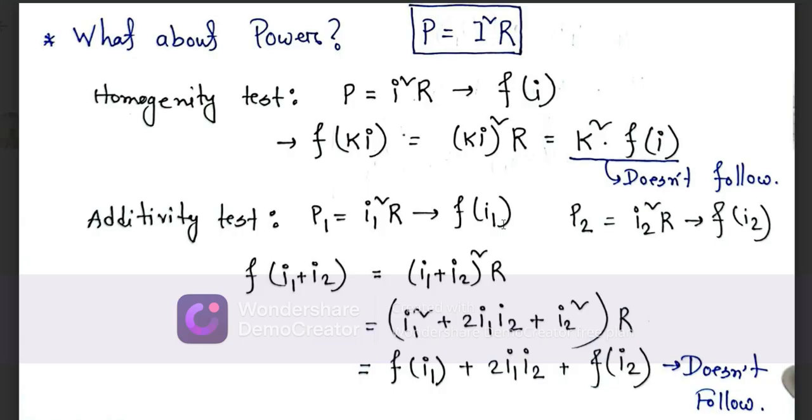Also, if we look at the additivity property, when we give the summation of the inputs as a single input, we are not only getting the summation of outputs as the whole output, but there is another extra term which is 2 into I1 and I2. So it doesn't follow the additivity test as well. Hence, we can say that power is not a linear quantity.